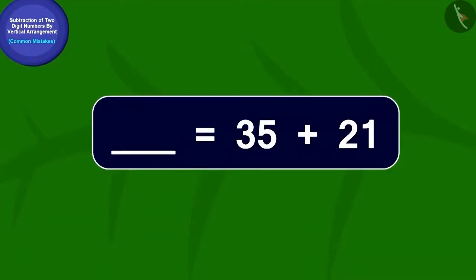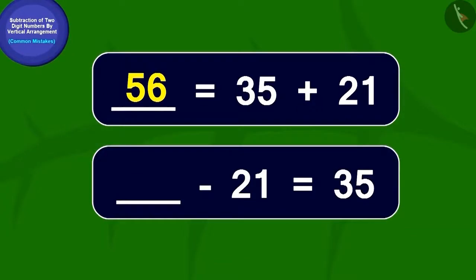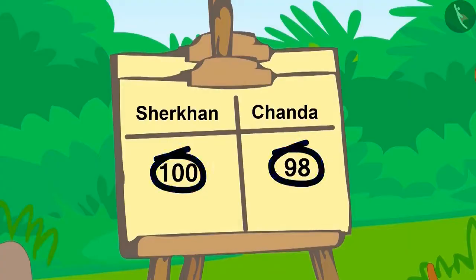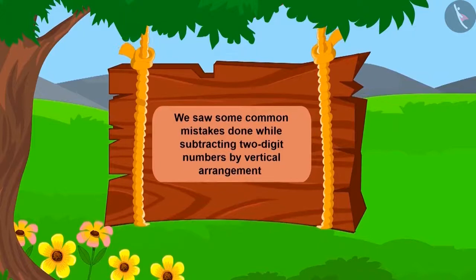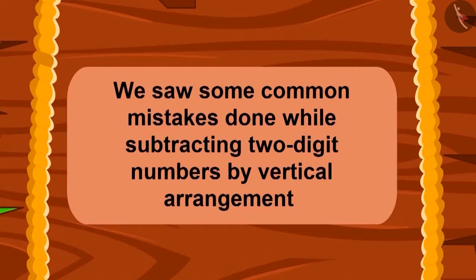Chanda kept thinking, and Sher Khan wrote the answer to the question correctly just as you did. Sher Khan, who is now 2 points ahead of Chanda, has won the competition. Children, in this lesson, we saw some common mistakes while doing subtraction of 2-digit numbers by vertical arrangement.